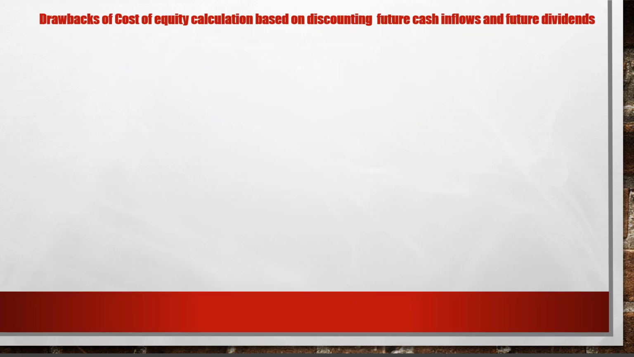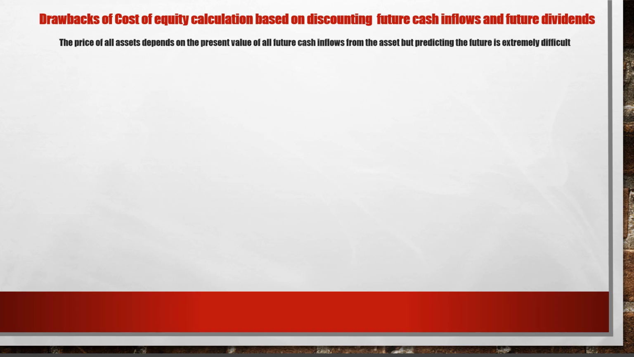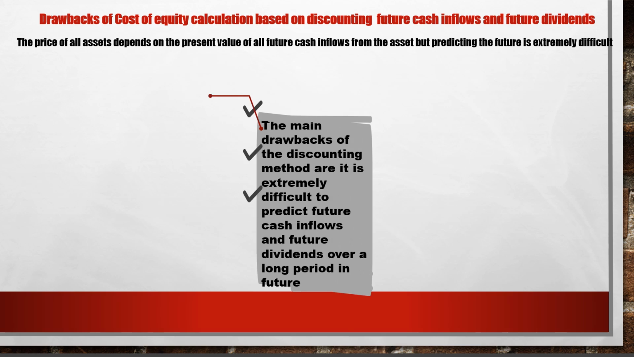The drawbacks of cost of equity calculation based on discounting future cash inflows and future dividends. The price of all assets depends on the present value of all future cash inflows from the asset, but predicting the future is extremely difficult. The main drawbacks of the discounting method are that it is extremely difficult to predict future cash inflows and future dividends over a long period in the future.